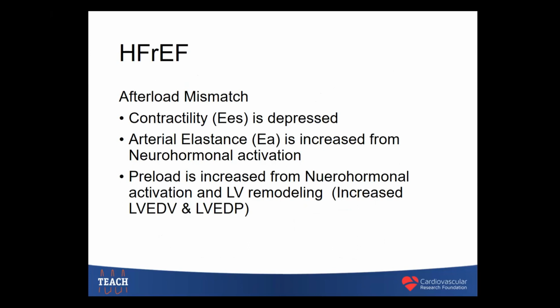And when you have contractility that's depressed, and you have a decrease in your stroke volume, your body increases, right, all the systems, the RAS system, the sympathetics, all of that is increased to try to increase your cardiac output and increase your blood pressure. And what it does is it increases your afterload, your vascular resistance. So you have decreased contractility and increased vascular resistance.